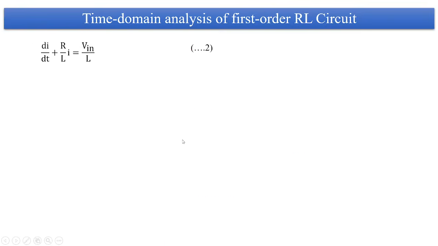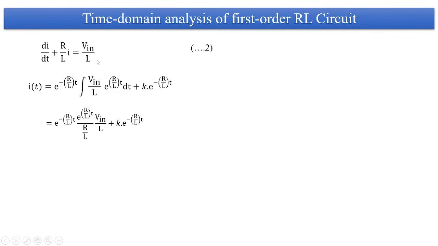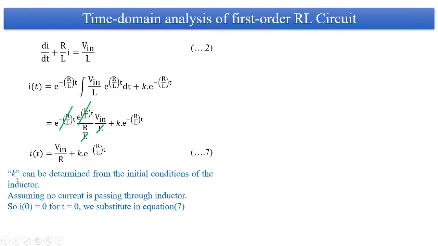So we'll take this into account and apply the general solution, which is i of t, and here the p value is nothing but R by L and the q value is nothing but V in by L. So we are going to apply the integration and cancel out the like terms. Then we are left with equation 7, which is nothing but V in by R plus K e to the power of minus R by L t. So K is an arbitrary constant and this is obtained with the initial conditions.